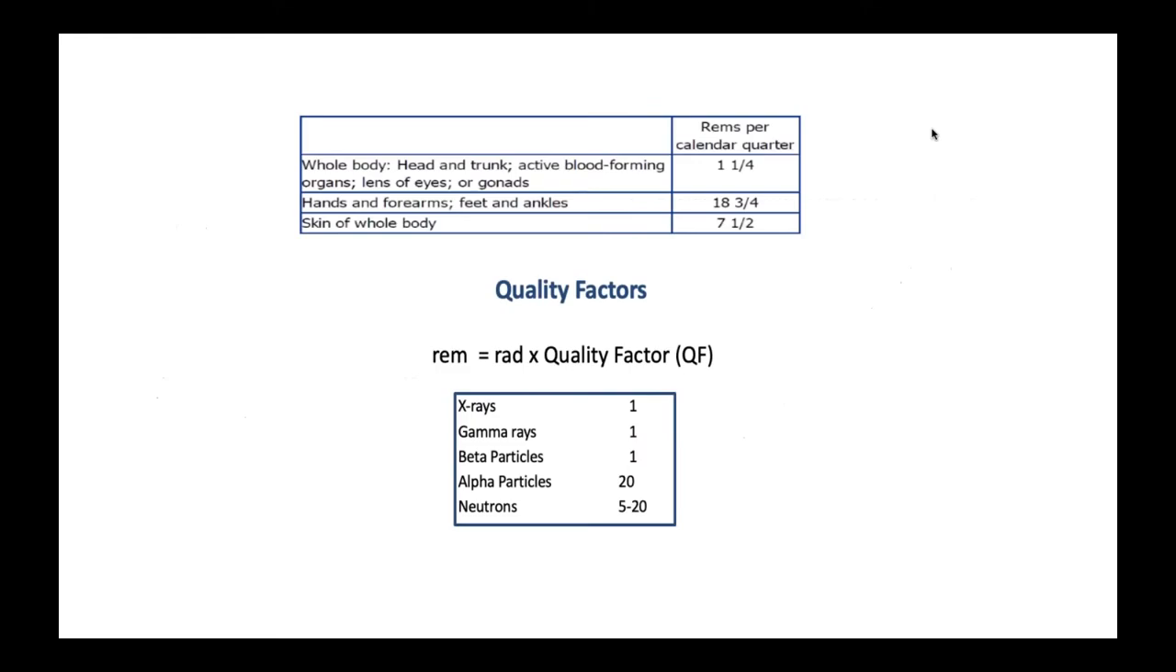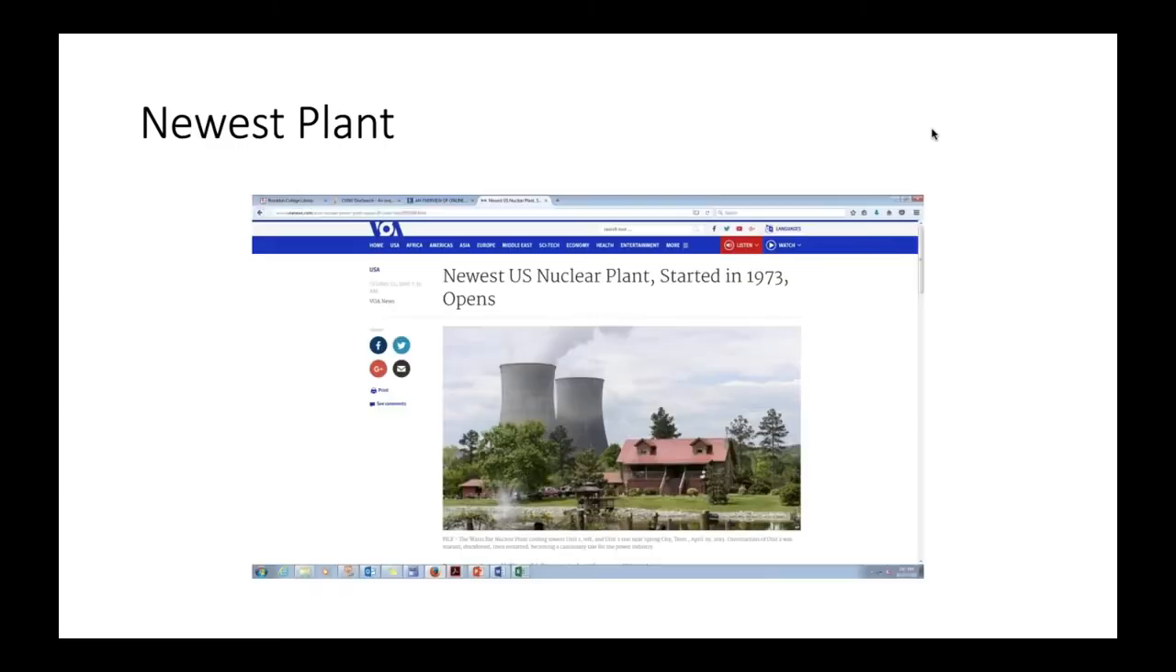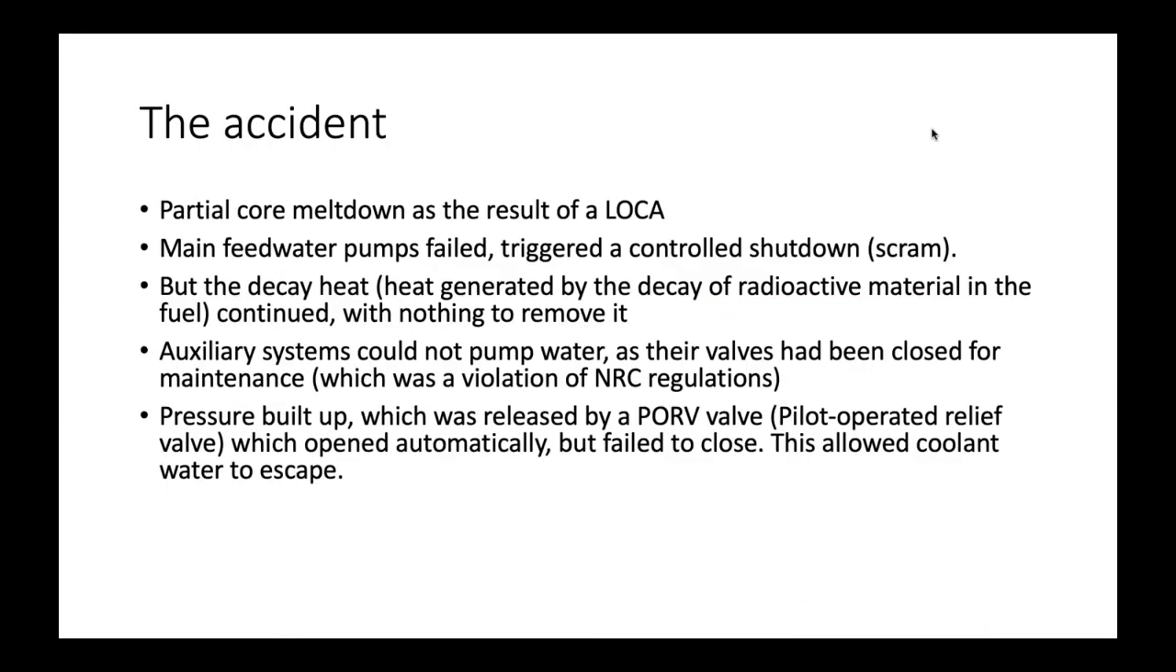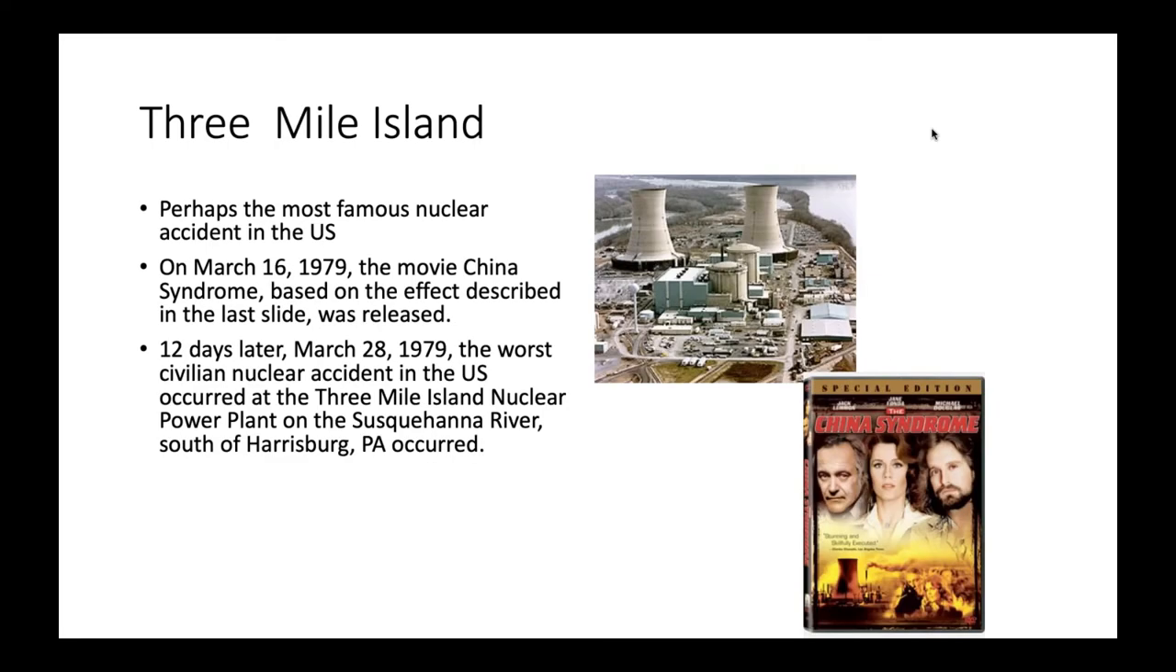Okay, let's go back. So we got our formulas there. There's a picture of Three Mile Island. They made a movie about it. The movie, actually, let me back that up a second, the movie called The China Syndrome.